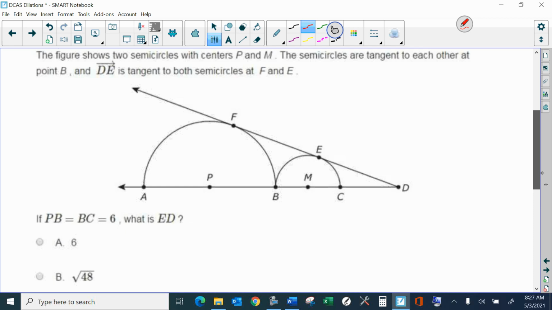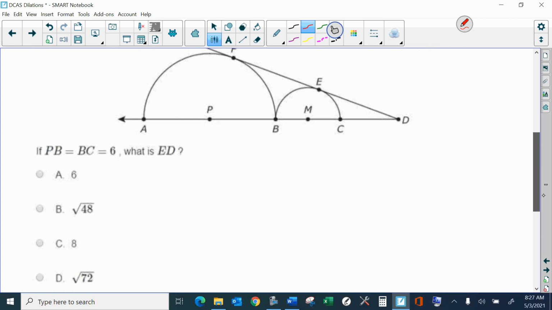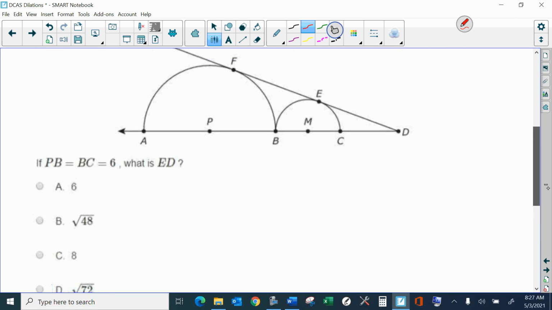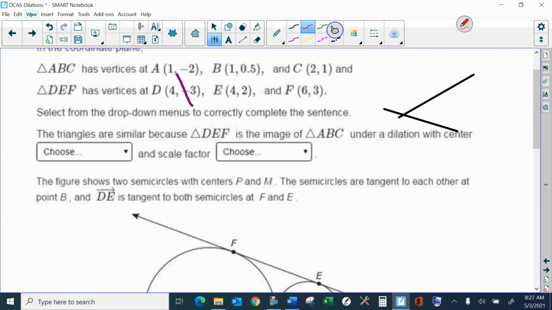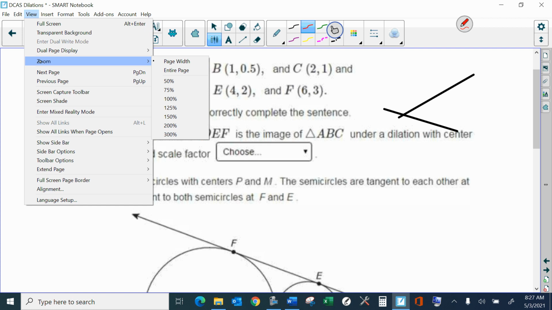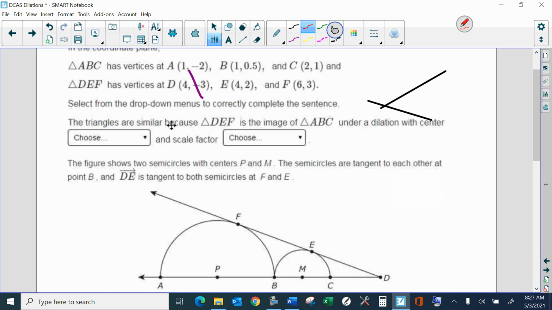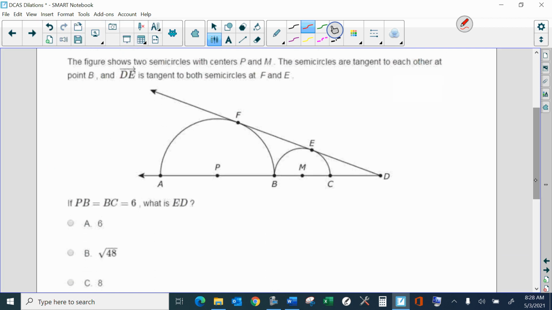Okay, so here's one that we had done before. We actually did this problem on one of the other ones. I'll quickly do it again. Okay, this time I'm just going to go faster. Tangents, 90 degrees, tangent, 90 degrees. Okay. PB is 6, BC is 6. So BC, which makes both of these 3s.